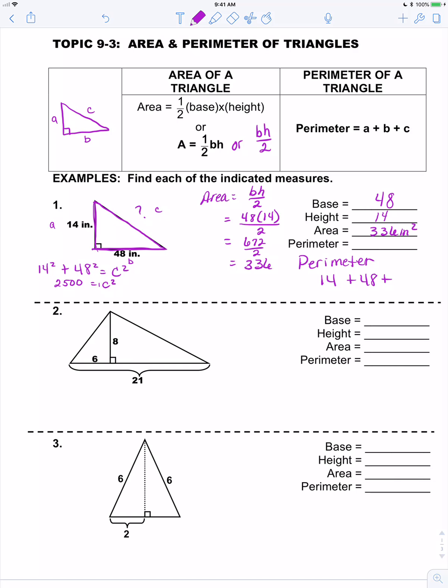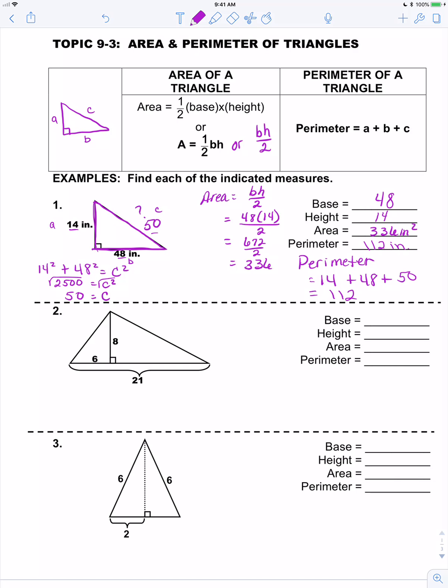And then we've got to take the square root of both of those sides to figure out what just c is. So that's an important step in that formula. And the square root of 2,500 is 50. So that side length is 50. So the perimeter then is going to be all of them added up. 14 plus 48 plus 50, and that gives us 112 inches.